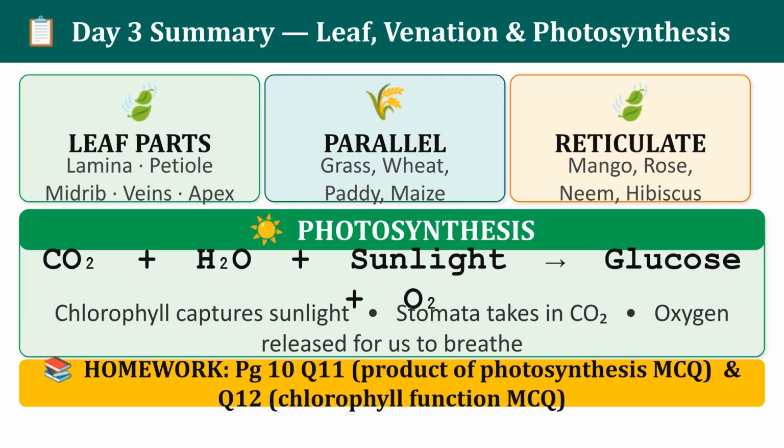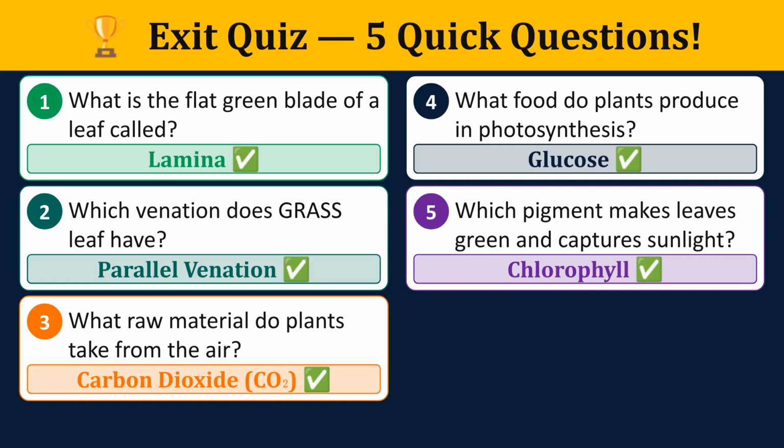Let's quickly revise today's lesson. Today we learned the 5 parts of a leaf: lamina, petiole, midrib, veins, and apex. We compared parallel and reticulate venation. We discovered that photosynthesis uses sunlight, water, and carbon dioxide to make glucose and oxygen. Remember, sunlight plus water plus carbon dioxide equals food plus oxygen. Please complete your homework questions after class. Practice makes learning stronger. Before we finish, let's test ourselves.